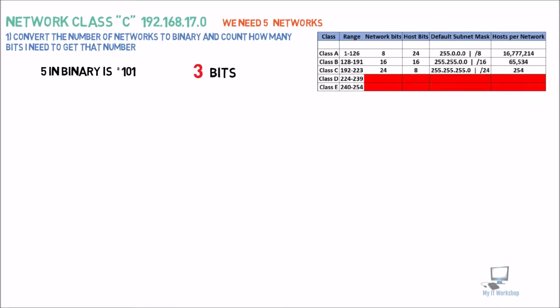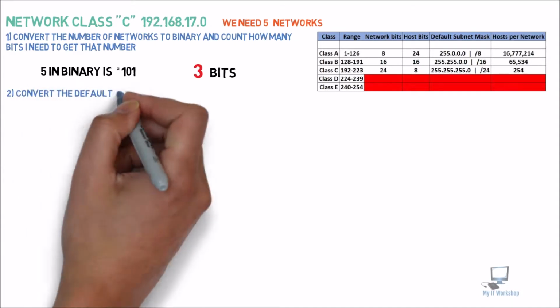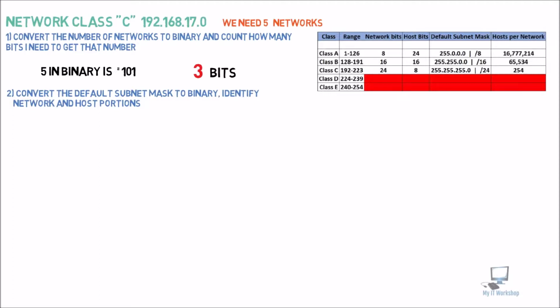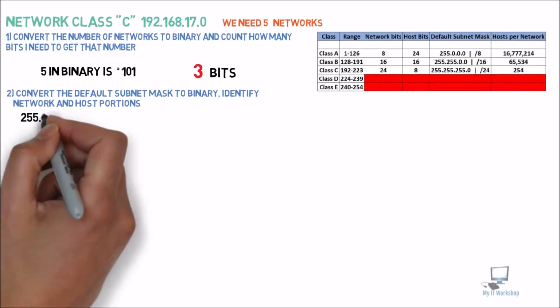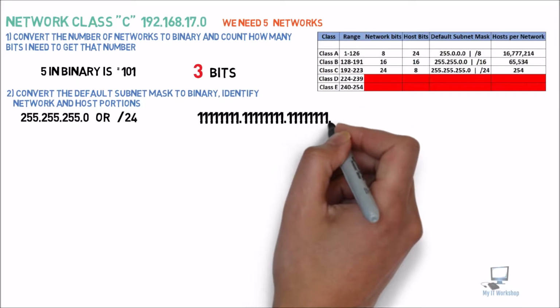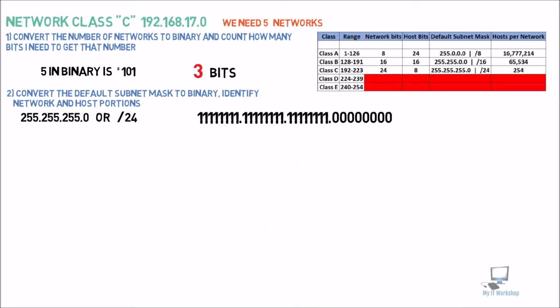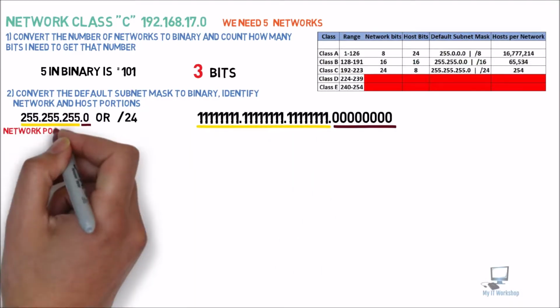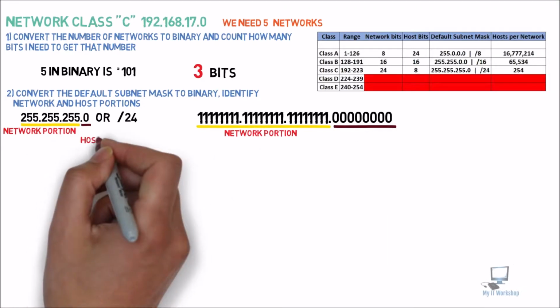The second step is going to be convert the default subnet mask to binary, identify the network and host portions. So this is a little different. I'm wording the second step differently than we have done, but it's the same. I just changed some words. Okay, so 255.255.255.0 or /24. We're going to convert this to binary, which is going to give me the first 3 octets are going to be 1s and the last one is going to be 0. As always, we're going to underline the network portion and the host portion. Remember, we're going to be working now on the network portion.